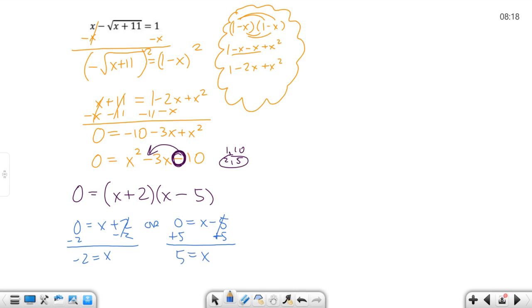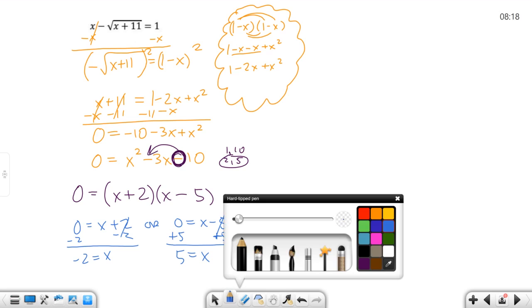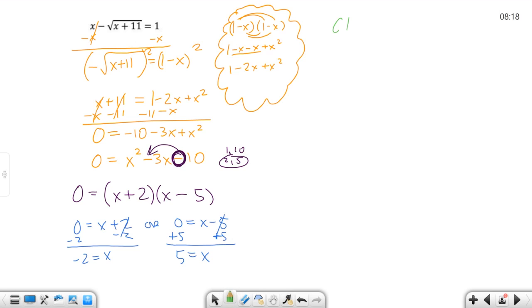Now, do we just accept both those answers? No, we don't just accept both those answers. So what we need to do is we need to check. We always have to check our answers. When you raise both sides to a power, when you start with that radical, you've always got to check your answers. So let's check our answers.